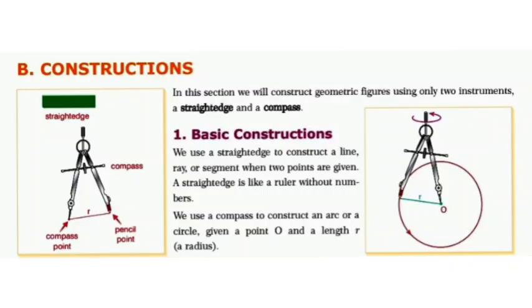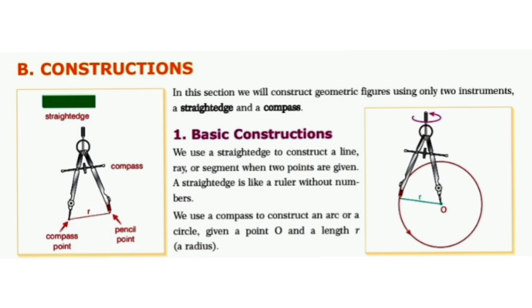Constructions. In this session, we will construct geometric figures using only two instruments, a straight edge and a compass. Basic constructions. We use a straight edge to construct a line, ray, or segment when 2 points are given.